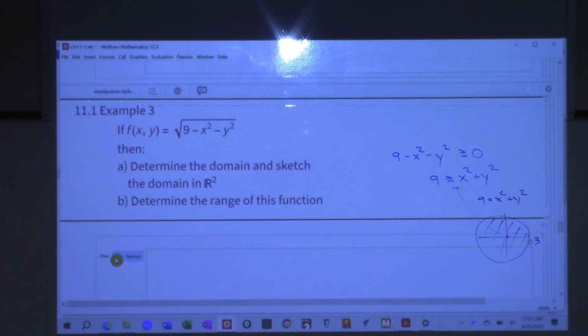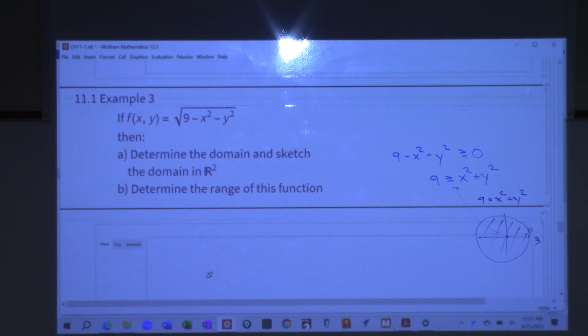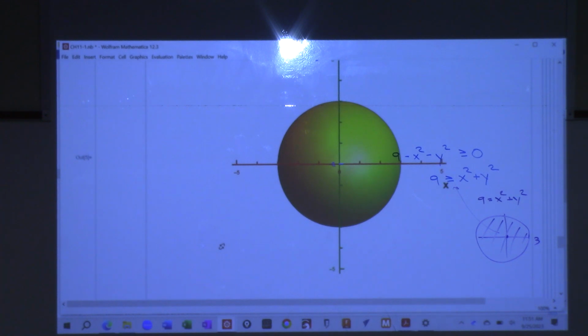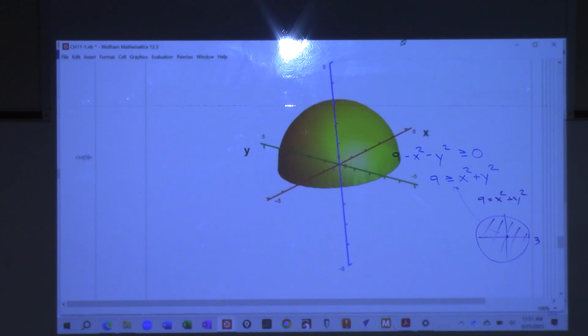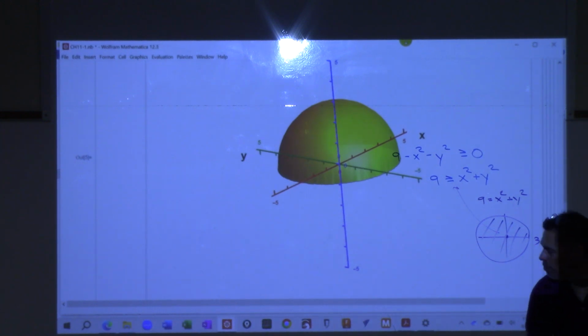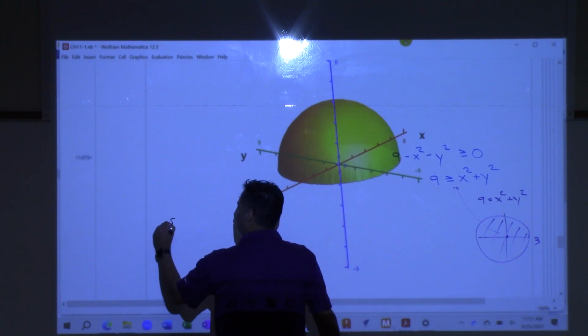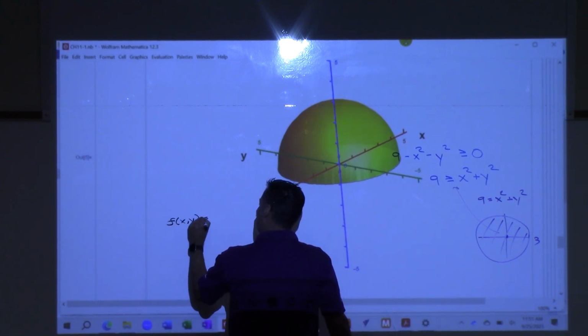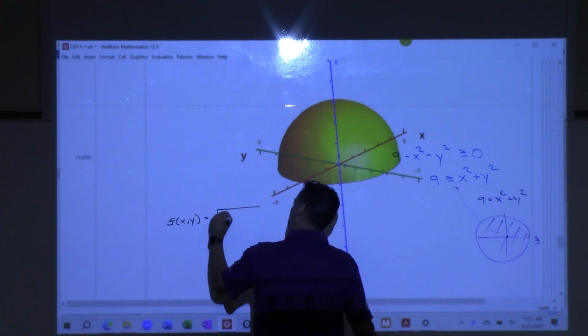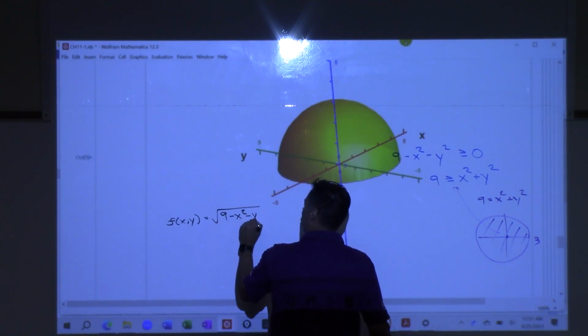Let me try this one. Okay, there it is from the top, right? There it is from the top. And you ready to see it? There it is. Does it make sense to you that that's what it is? What was the original function? f of x, y equals the square root of 9 minus x squared minus y squared?